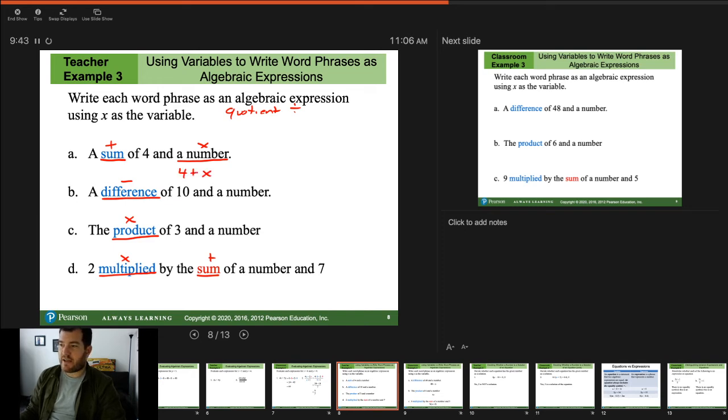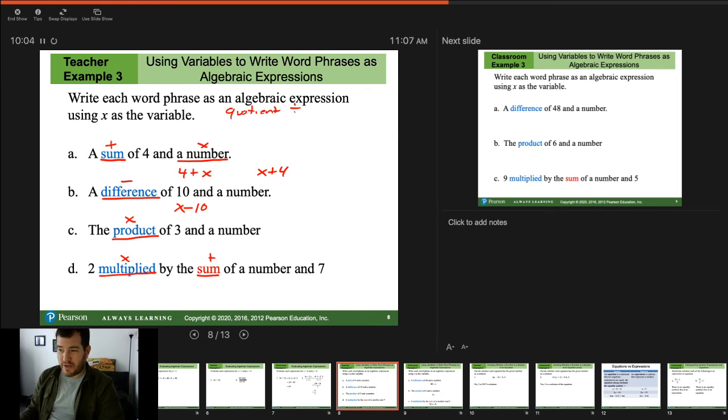Can you write it as x plus 4? For sure. We'll talk about that in a later video. The difference of 10 and a number. Now this one does matter which way you write it. So I would say that the difference of 10 and a number is going to be x minus 10. 10 minus x and x minus 10 are two different things.